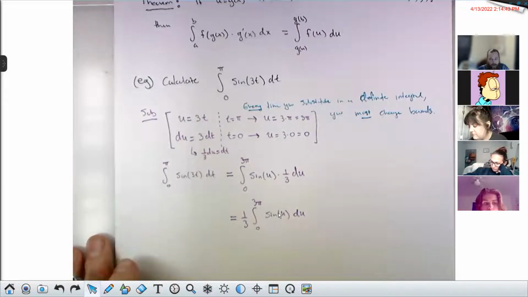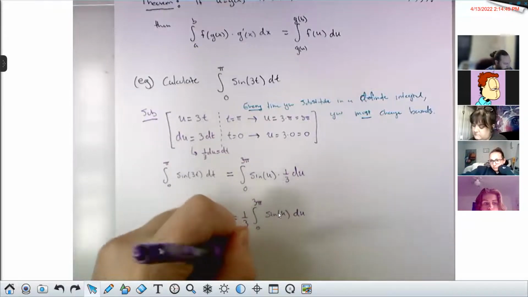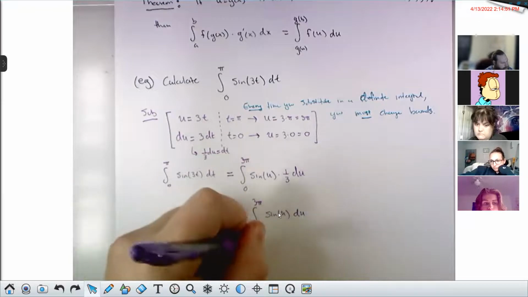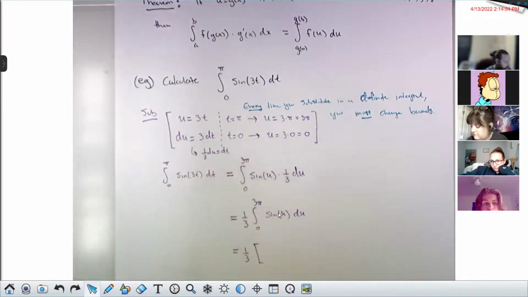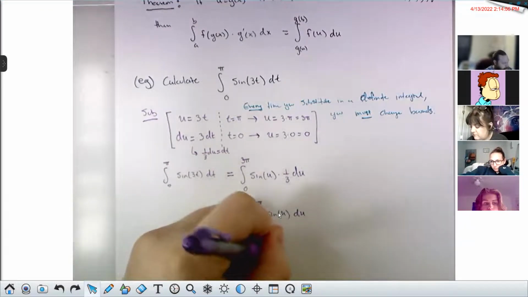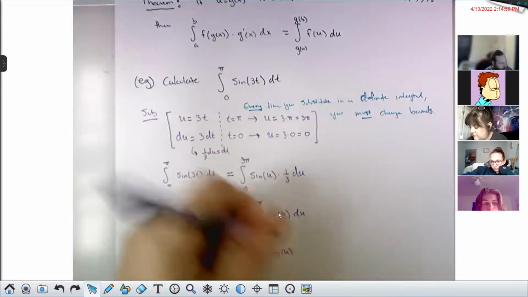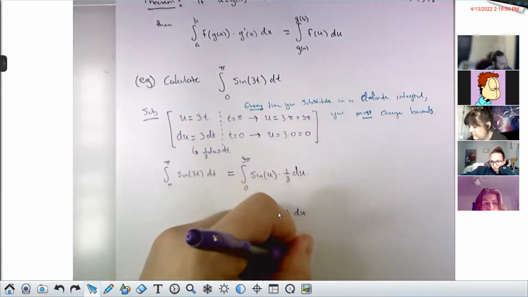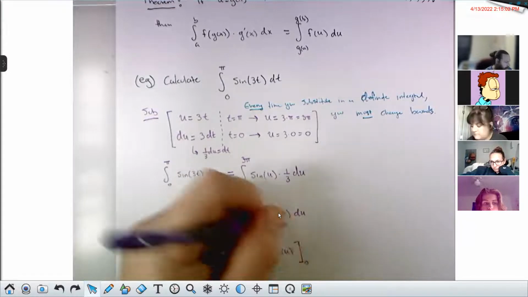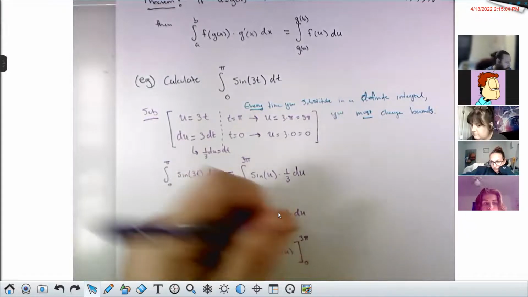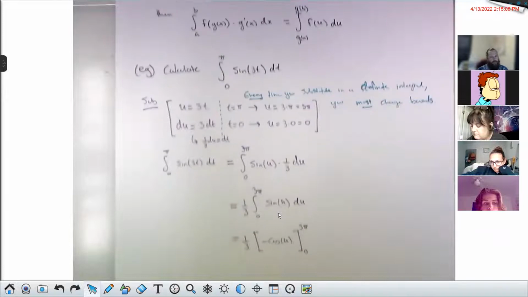If you wanted to, we could at this stage make some symmetry arguments, but it's not necessary. You know an antiderivative for sine of u is negative cosine of u. And we do not write a plus c here, just like before when doing a definite integral, there's no need to write the plus c.